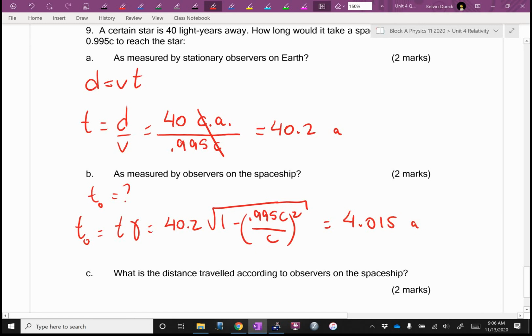So this is almost a 10-to-1 time dilation. So yeah, 99.5% of the speed of light will give you pretty close to a 10-to-1 time dilation.